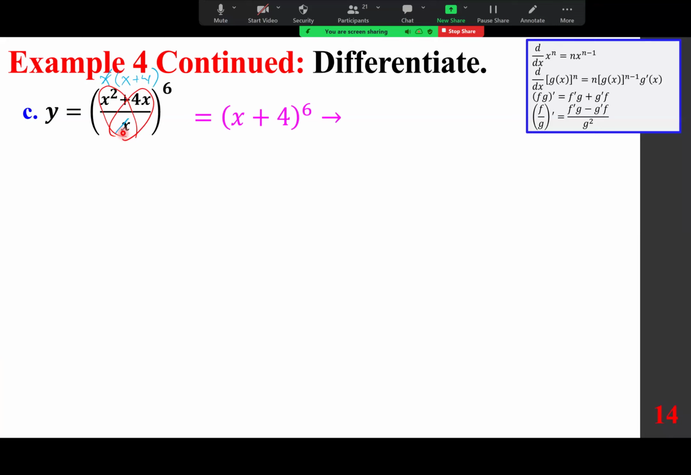And this follows the extended power rule, in which n is 6. g of x to the power of n minus 1, (x plus 4) to the power of 5. And then by the chain rule, times the derivative of the inside, it happened to be 1, and therefore we are done.